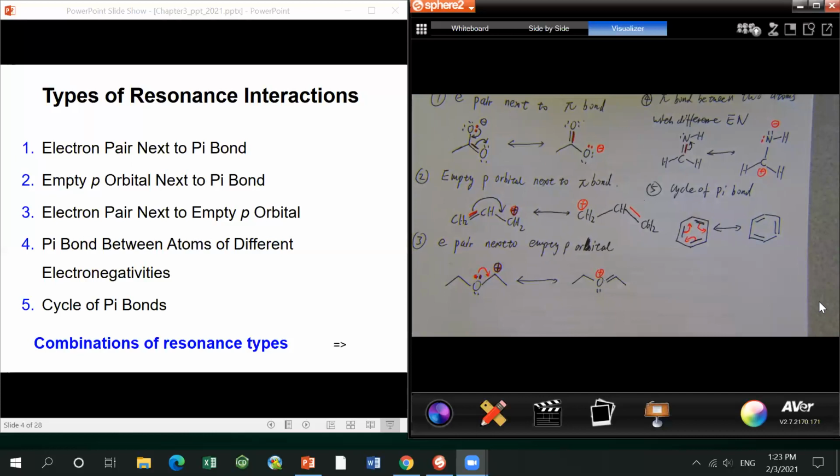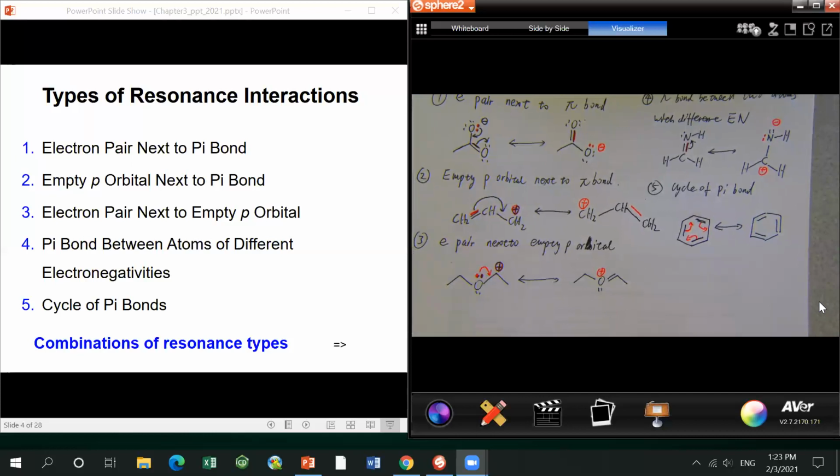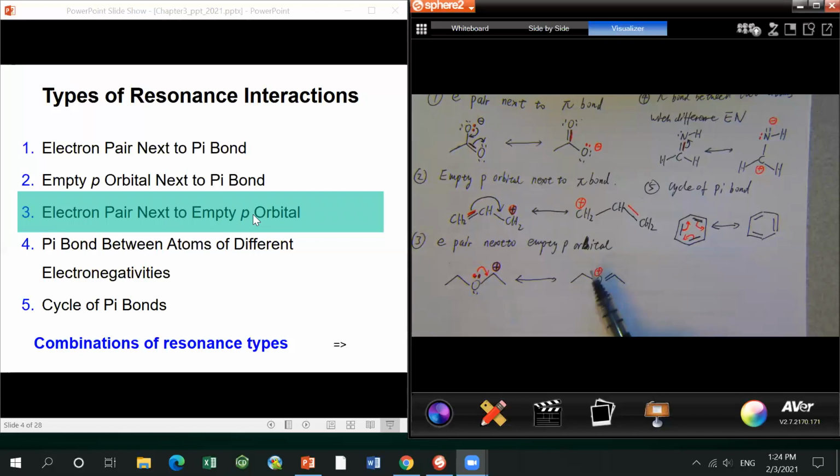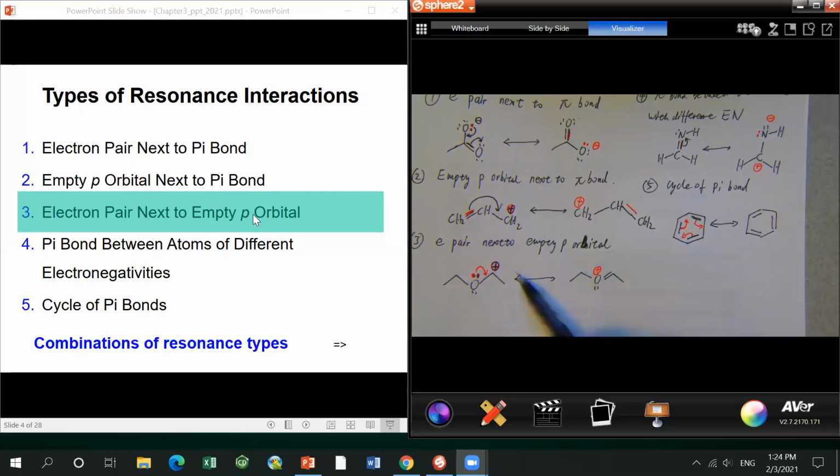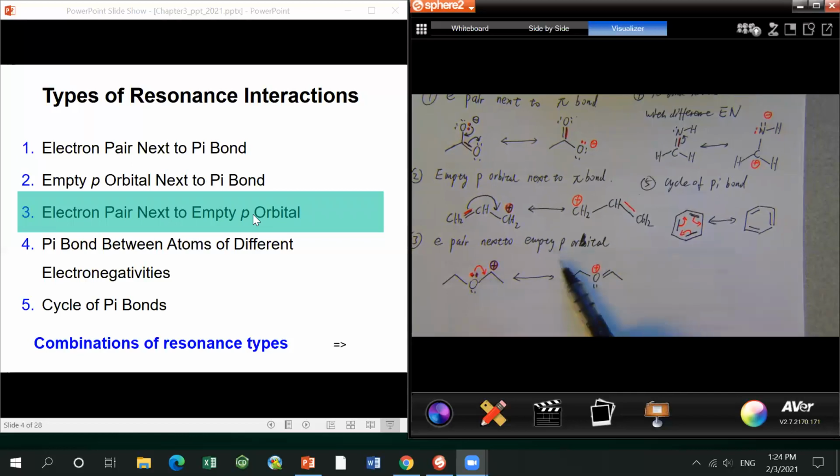In our textbook, there's another one called single electron resonance. Those are only for radicals, so we won't study it here. We'll start it in the radical chapter, probably in organic chemistry 2. And our textbook doesn't have the third one, electron pairs next to an empty p orbital. This is also one type of resonance structure, so when you study the textbook, make sure you add this one on.